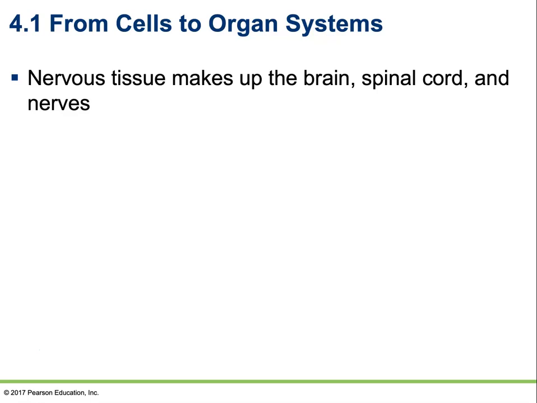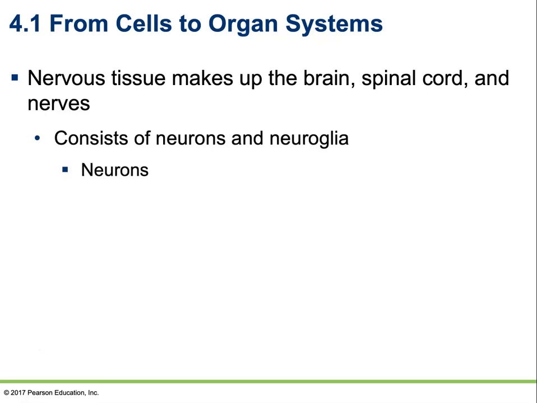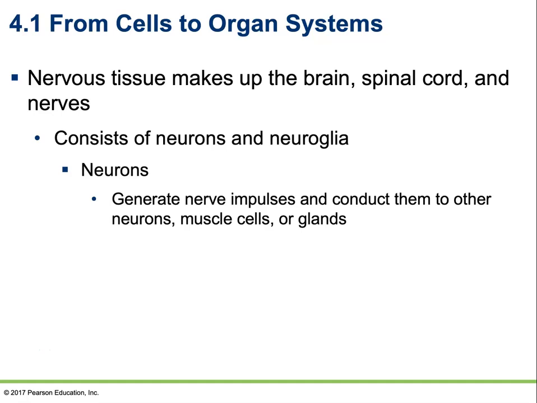Last, we're going to talk about nervous tissue. Nervous tissue makes up the brain, spinal cord, and nerves. Nerve tissue is ultimately going to be responsible for conducting nerve impulses from one part of the body to another. And it consists of two different types of cells. Neurons, which generate and conduct nerve impulses that can be conducted from one cell to the next. This is going to be used for passing information along.